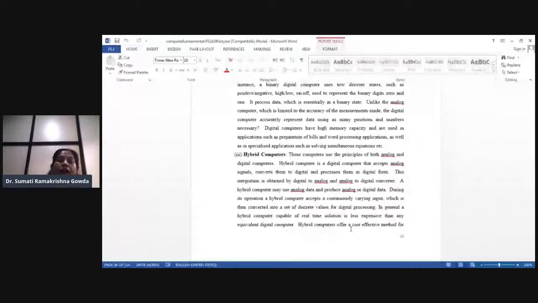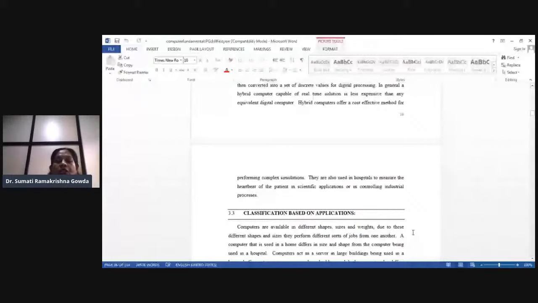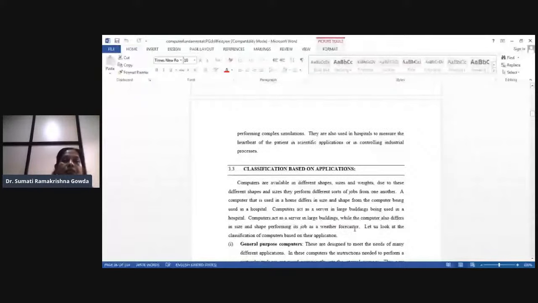During its operation, a hybrid computer accepts a continuously varying input, which is then converted into a set of discrete values for digital processing. In general, a hybrid computer capable of real-time solution is less expensive than any equivalent digital computer. Hybrid computers offer a cost-effective method for performing complex simulations. They are also used in hospitals to measure the heartbeat of the patient, in scientific applications, or in controlling industrial processes.